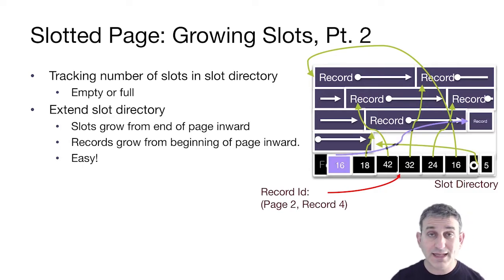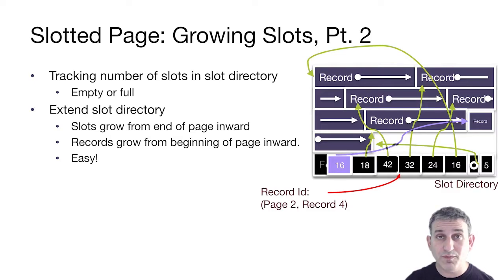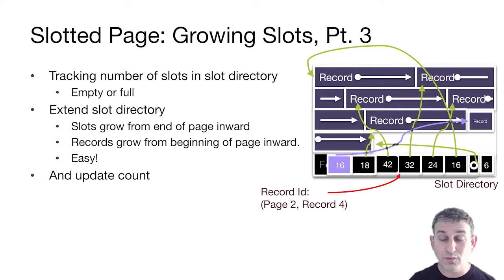Now, if we want to extend the slot directory, because we have more tuples that we want to put on this page and there's still free space, no problem. We can add another slot to the slot directory going right to left. We bump the count on this counter at the end, and everything's good. Basically, the slot directory goes from the end inwards to the middle, and the record storage grows from the beginning of the page inwards to the middle. And when the slot directory and the records meet each other, that's when the page is full.